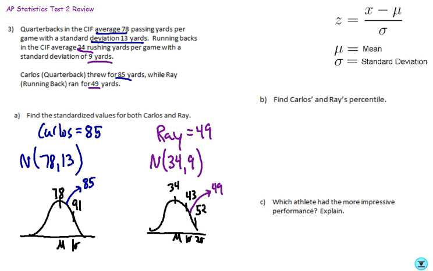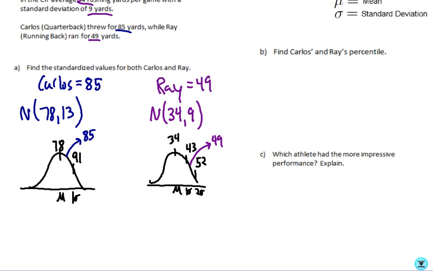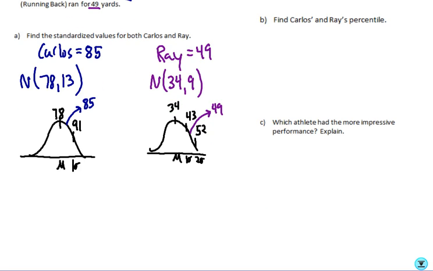What that looks like is that we're going to standardize our value here. So we're going to find our z-score. For our z-score here, remember, the number we're talking about, which is 85, minus the average, which is 78, and then divided by the standard deviation, which is 13.